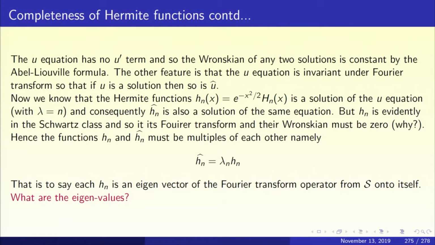Can they be linearly independent? Suppose these two are linearly independent, if H_n and H_n hat are linearly independent, then what will happen to the Wronskian? The Wronskian will be a non-zero constant because they are linearly independent solutions of an ODE without the u prime term. But on the other hand, how do I calculate the value of this constant? Allow x to go to infinity. When x goes to infinity, you have two elements in the Schwartz class. I take the Wronskian and allow x to go to infinity, I am going to get 0.